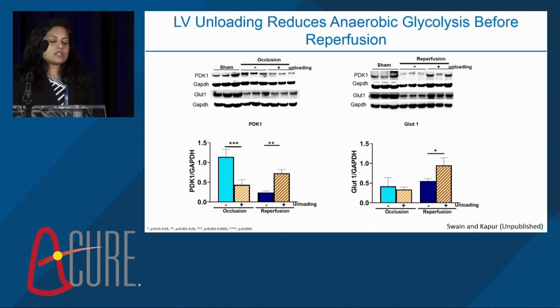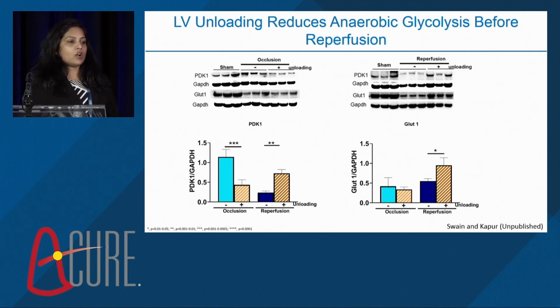Then other targets of HIF and association to glycolysis are PDK1 and GLUT1, which are targets of HIF and also play a role in anaerobic glycolysis. When we looked at the protein expression of these as confirmatory data to our metabolic profile, we found out PDK1 and GLUT1 were down during ischemia, and post-reperfusion it's up, in line with our HIF1 data.